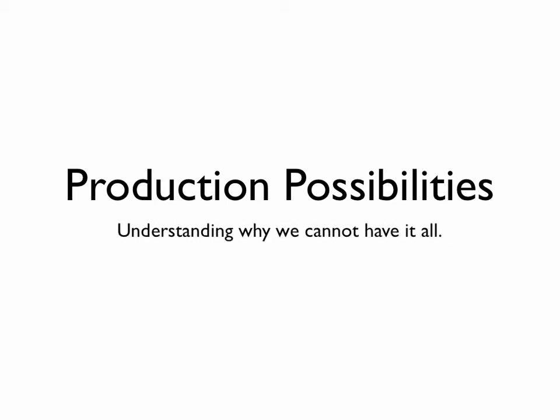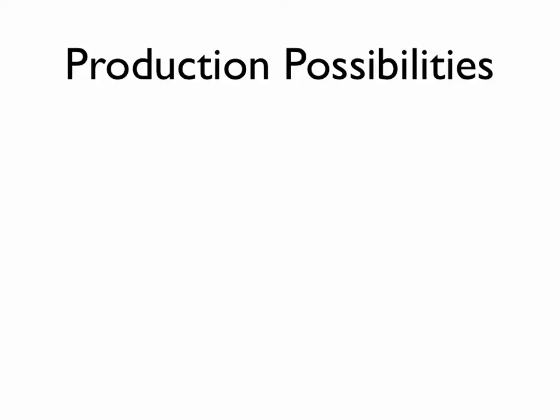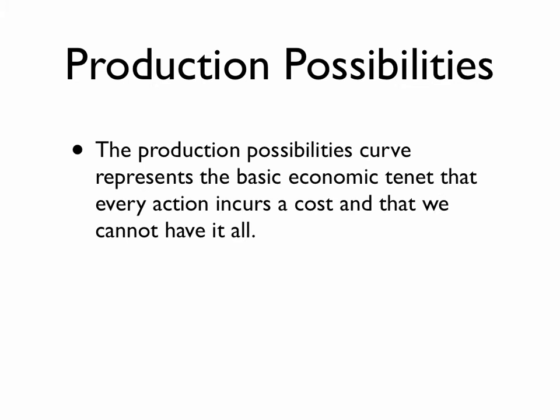In this lecture, we're going to focus on understanding production possibilities and the production possibilities frontier, which really is a better way of understanding why we cannot have it all. The production possibilities curve simply represents that basic economic tenet that every action occurs at cost and that we can't have it all. If we're going to have more of one thing, we have to give up having something else.